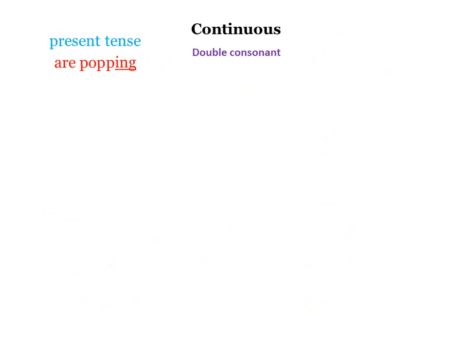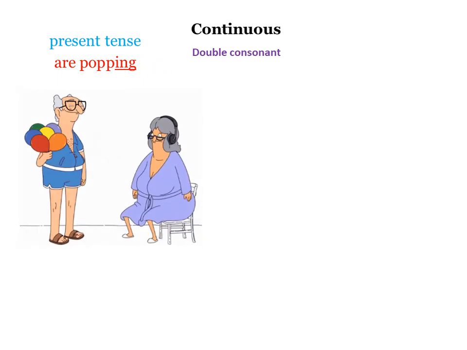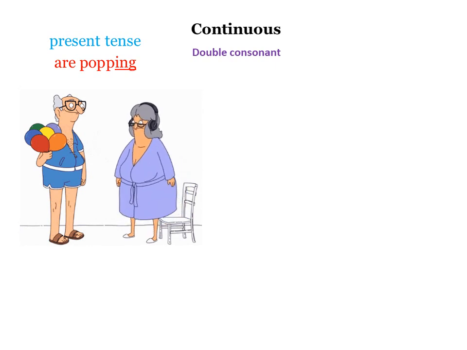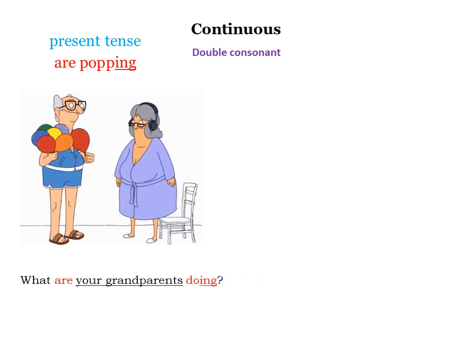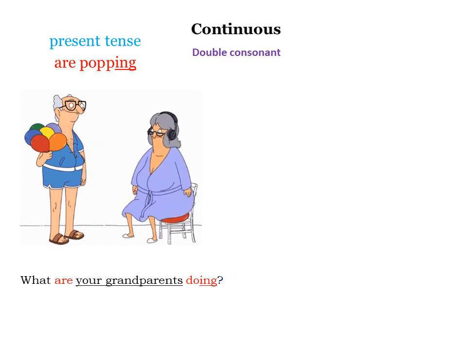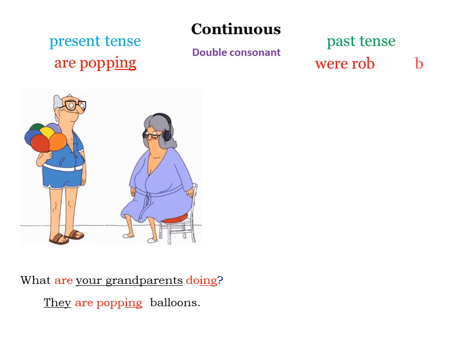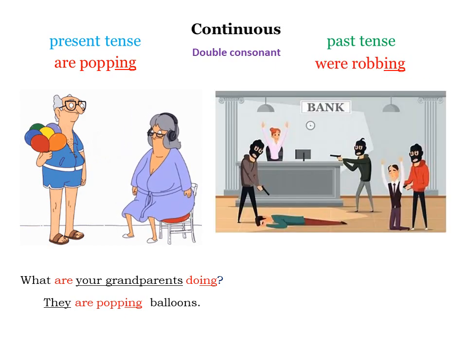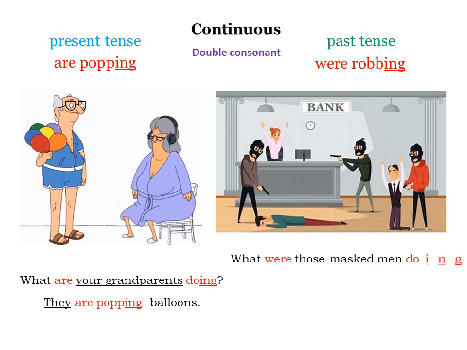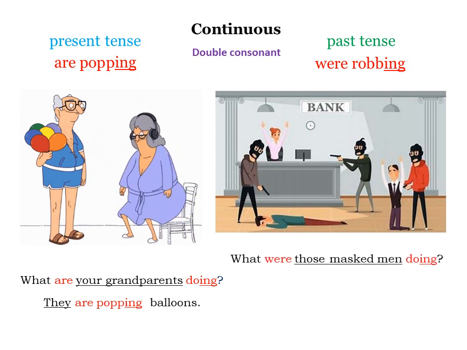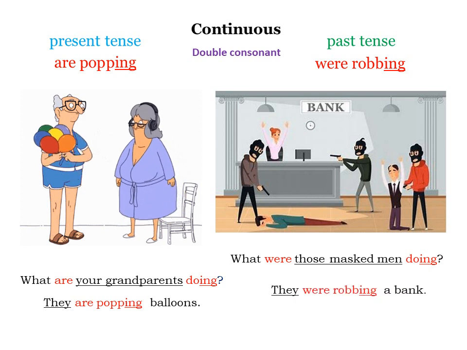Present tense are popping. What are your grandparents doing? They are popping balloons. Past tense were robbing. What were those masked men doing? They were robbing a bank.